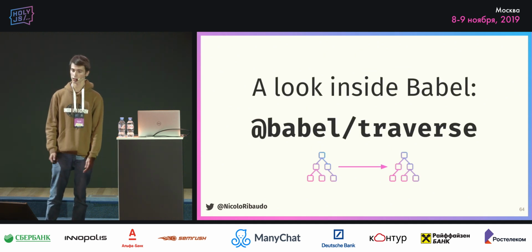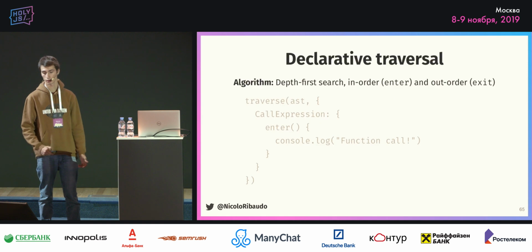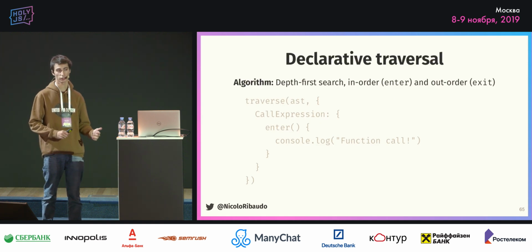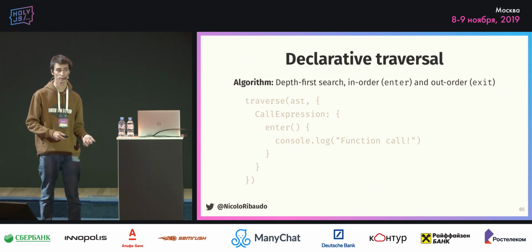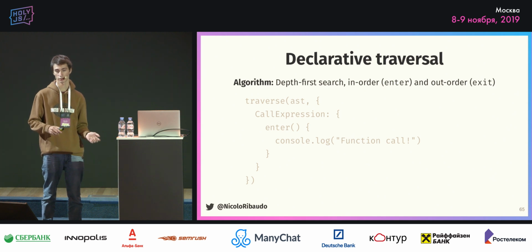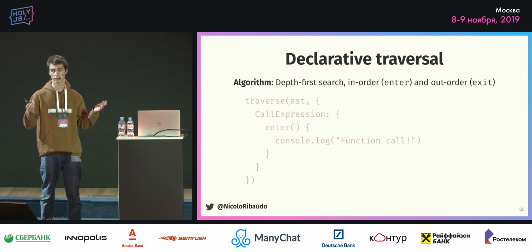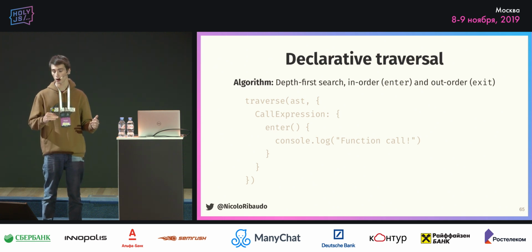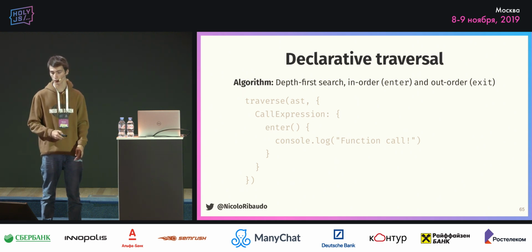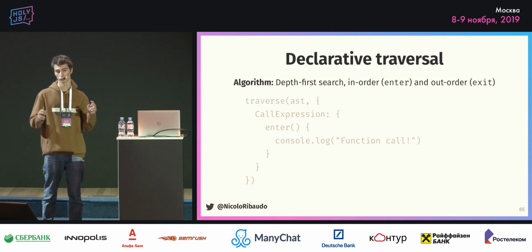Okay, the second package is Babel traverse. It provides a declarative way of visiting every node in the AST. It uses an algorithm called depth-first search, which can run either in order, which means that you first visit the parent nodes and then visit the child nodes, or it can run out of order, which is the other way. So you first visit the children and then the parent. And these 2 orders are called enter and exit in Babel.